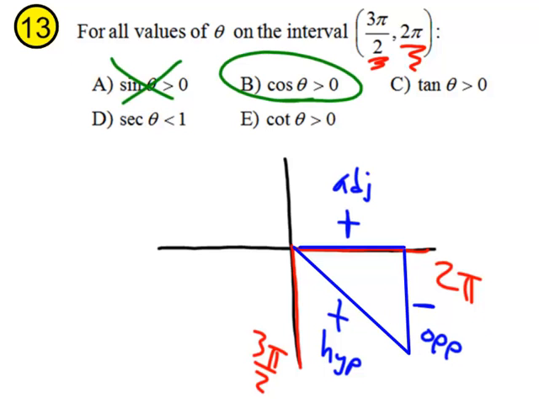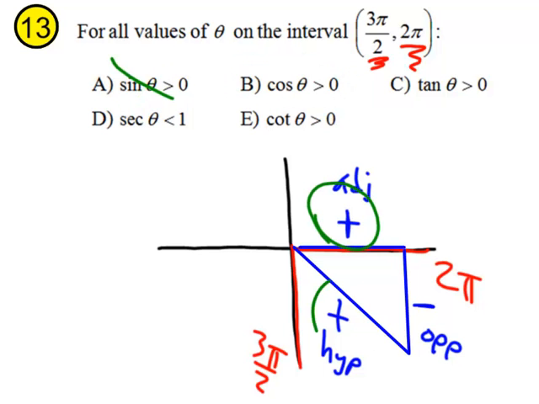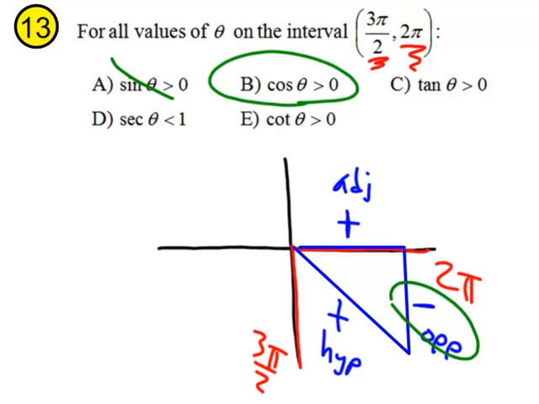Let's see, cosine theta greater than 0. We see that adjacent over hypotenuse does look like it's positive. So that appears to be our answer, right? We can quickly look over the other three. Tangent greater than 0? That would be negative, whoops, error there. Negative over positive, opposite over adjacent. We see that option C is incorrect.